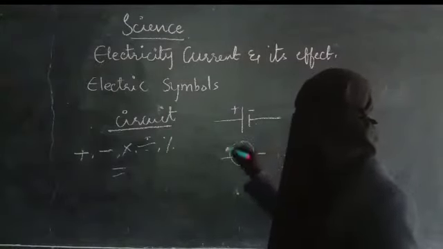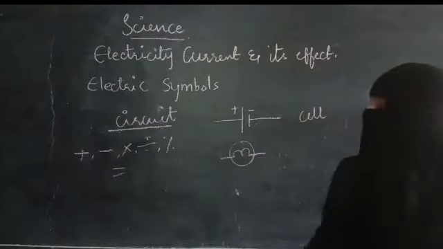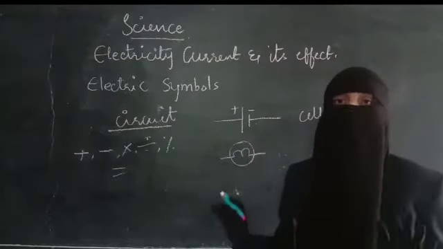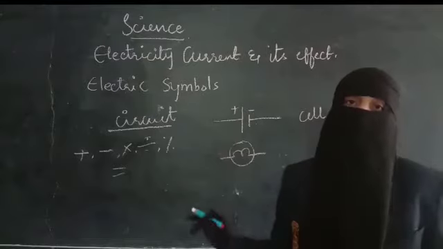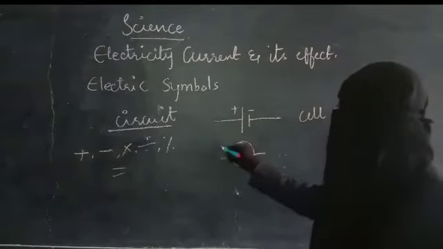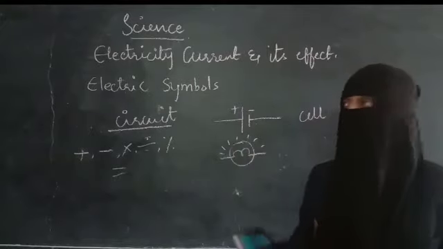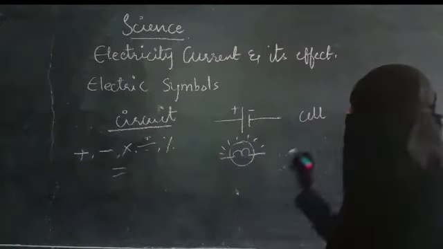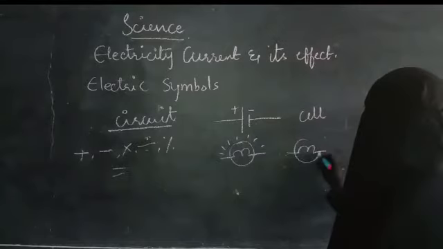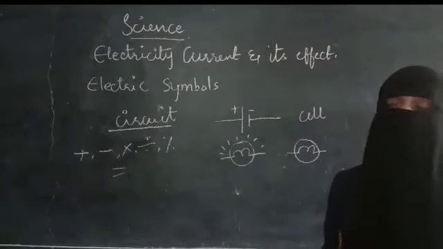For the bulb, two possibilities are there. This bulb is in off position. When the bulb glows, the bulb is in on position. See, this is the bulb in on position, and this is the bulb in off position.